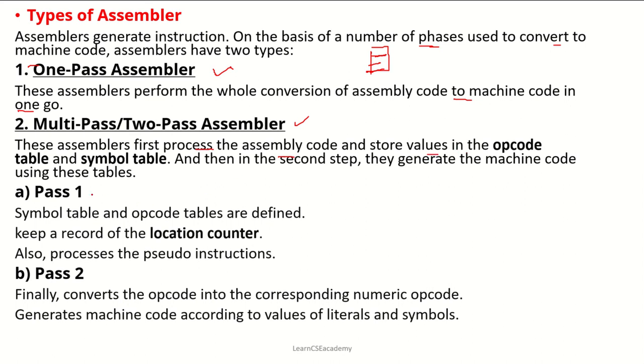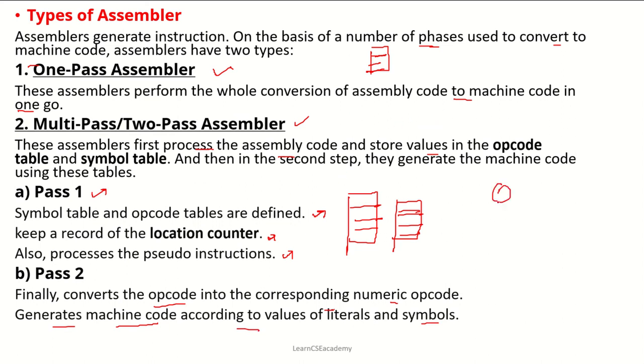So in the first pass, what does a multipass assembler do? A symbol table and opcode table are defined, a record of the location counter is kept, and pseudo instructions are processed. So a symbol table and opcode table are maintained in the first pass, and then the second pass converts the opcode into the corresponding numeric opcode value which is already in the table, and then generates the machine code according to the values of literals and symbols. So this is all about the assembler. We have two types of assembler, one pass and two pass.